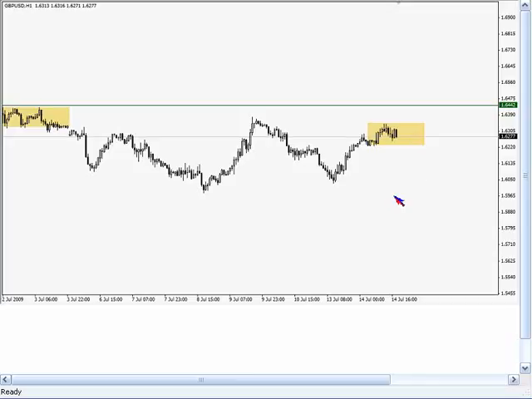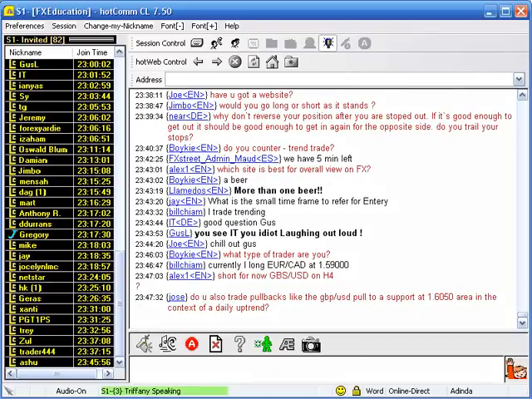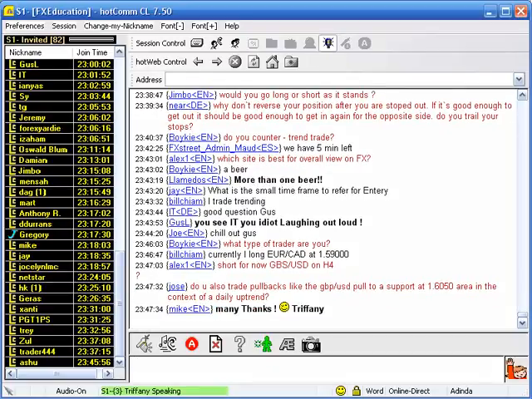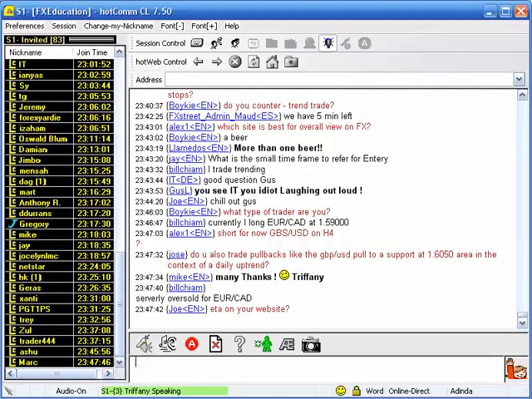In times when the adrenaline starts to really rush through your body and you get upset, or you're getting overly excited and overzealous about gaining some pips, or at least gaining back the ones you lost, that kind of behavior can really be destructive to your account. And I do trail my stops, but I do it by support and resistance levels, not by specific pip amounts. Do I counter trend trade? Absolutely.